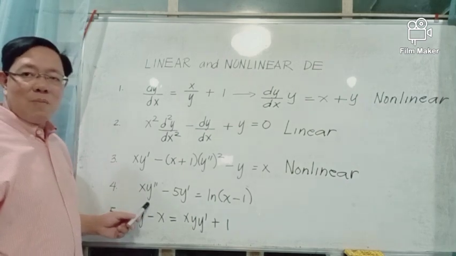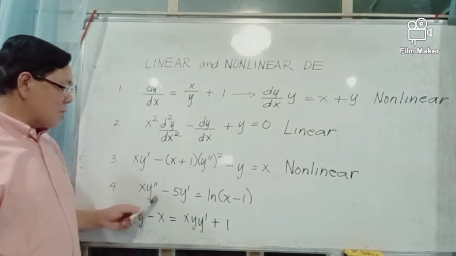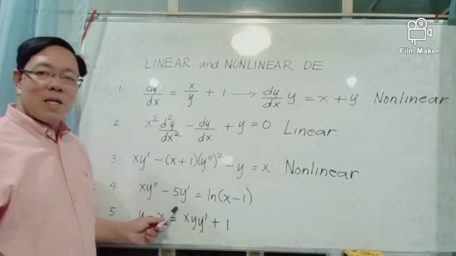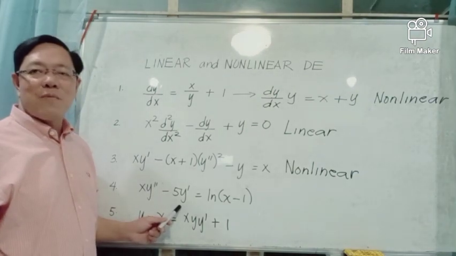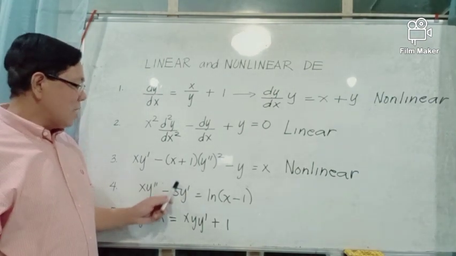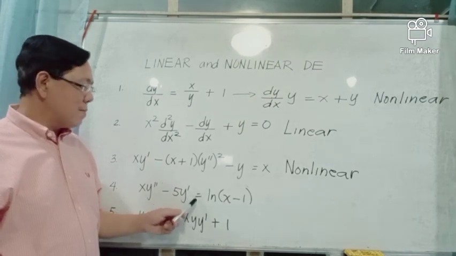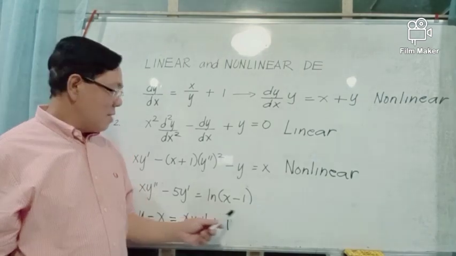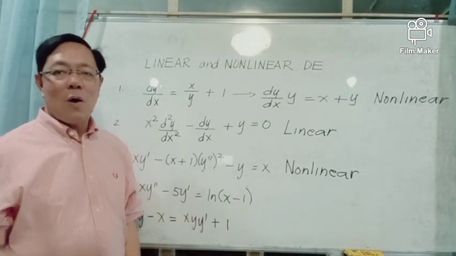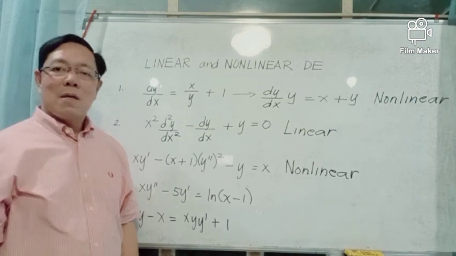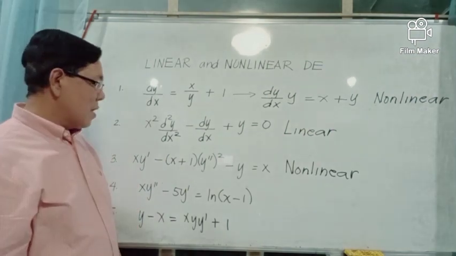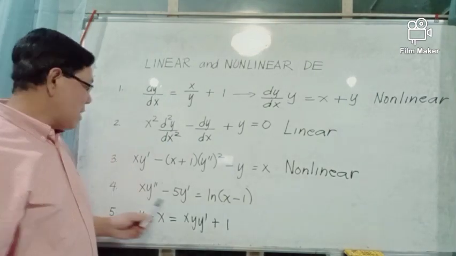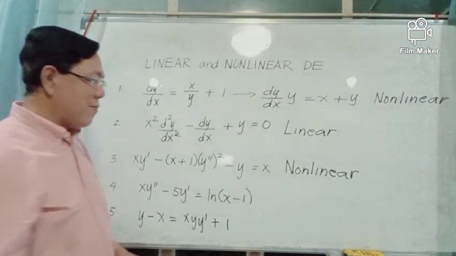In the first term, we have the second derivative of y and its power is 1. So the first term is good. The second term is negative 5y prime. It contains the first derivative of y and its exponent power is 1. So the second term is good. And the right-hand side of the equation is okay because it's only a function of x. Therefore, this differential equation in number 4 is a linear differential equation.